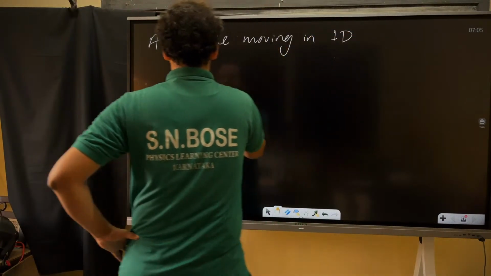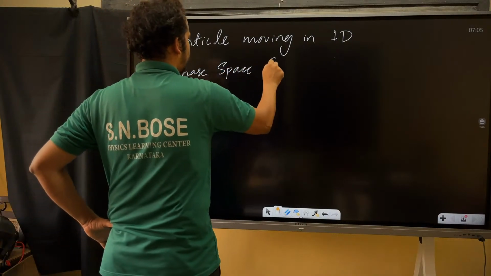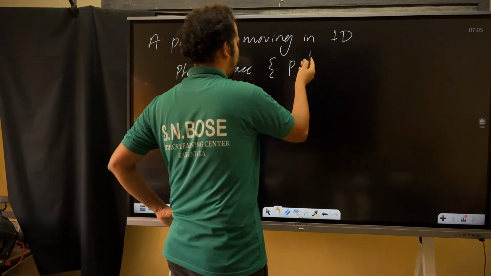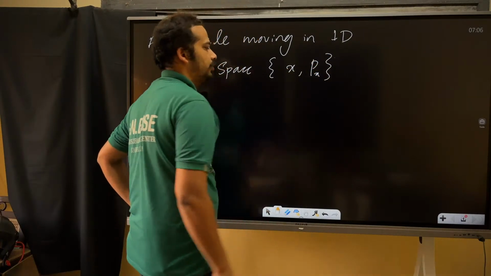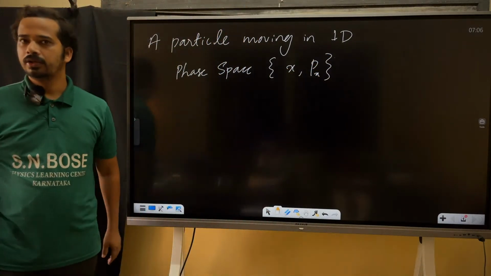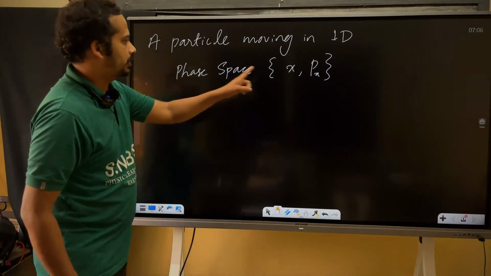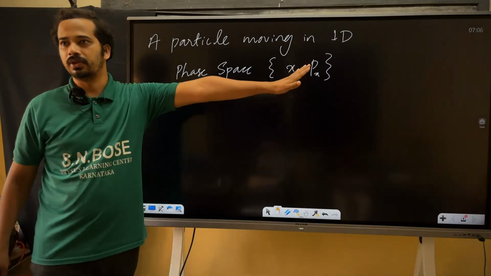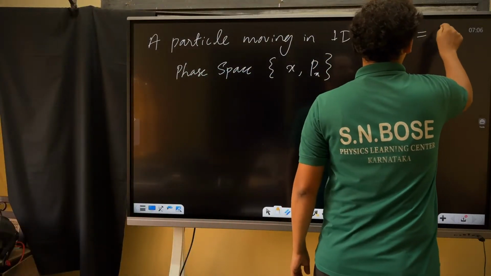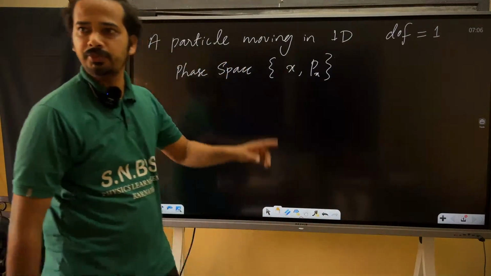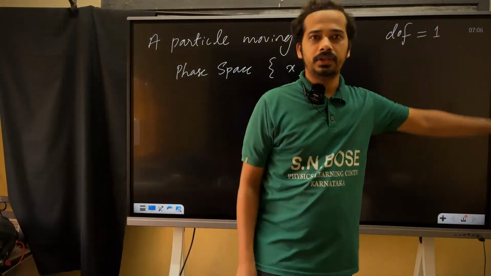The phase space will be defined by position and momentum. Can I say x and px? Only one position, one momentum, for one particle moving in one dimension. That's why this phase space dimension will be 2. A particle moving in one dimension has degree of freedom equal to 1. Phase space dimension will always be double the degree of freedom of the problem.